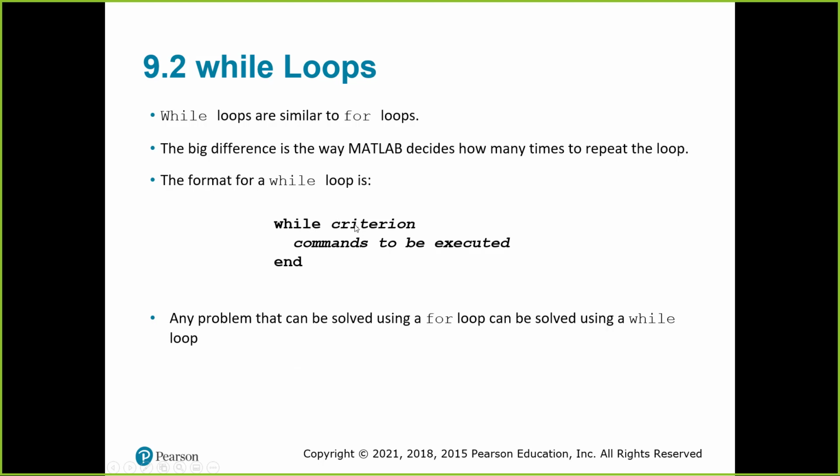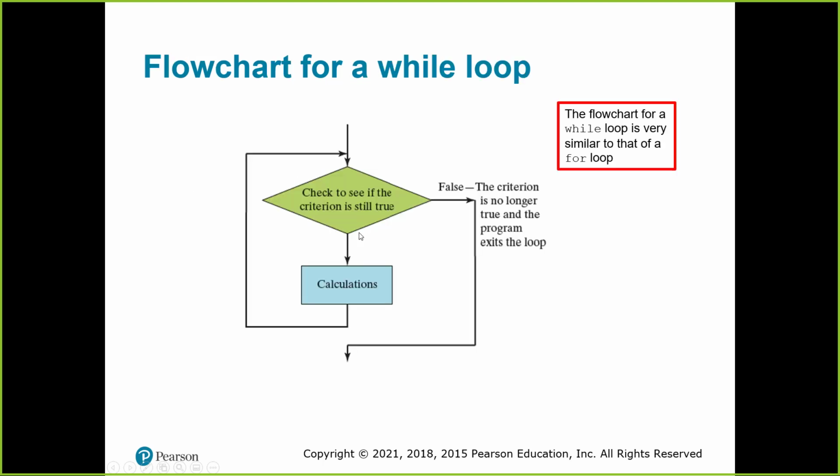The biggest thing the students skip in here is that you've got to change the variable that's in your criteria. If you have x is less than 10 and you don't change x in here at any time, it'll always be less than 10, and it'll just keep going on and on. Okay, that's enough. So the flow chart for here is identical to the for loop.